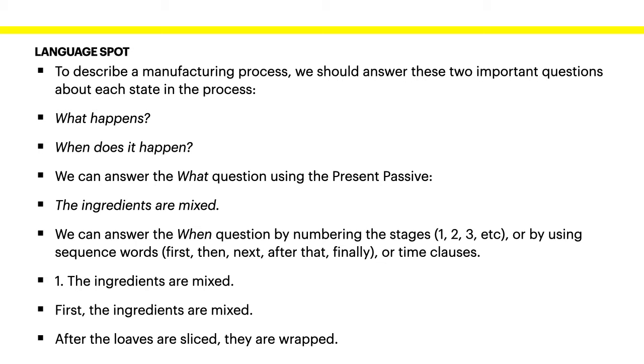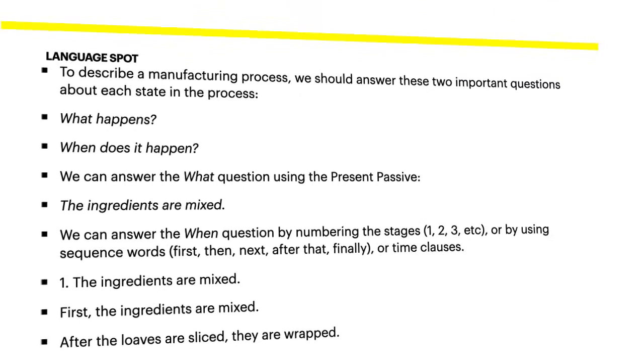So for example, number 1, the ingredients are mixed. First, the ingredients are mixed. After the loaves are sliced, they are wrapped. Okay, let's move on.